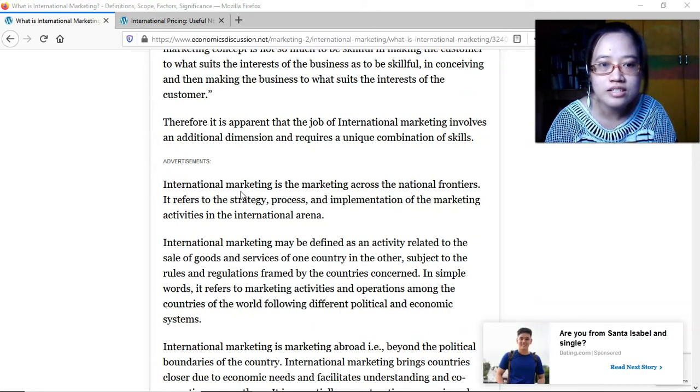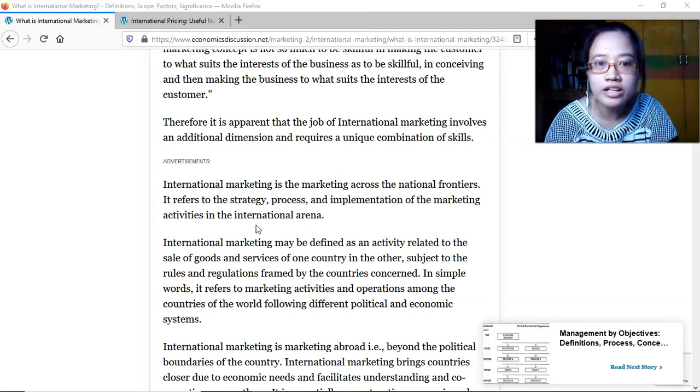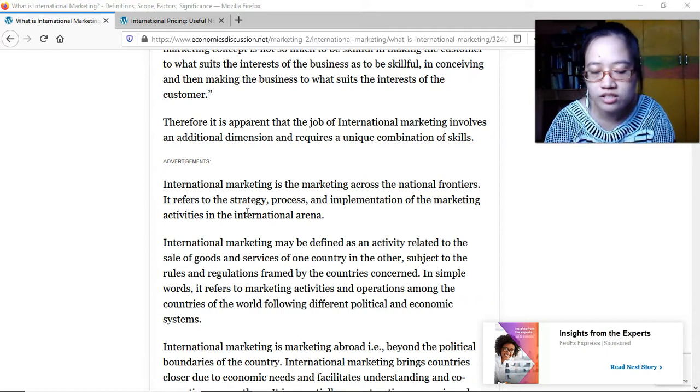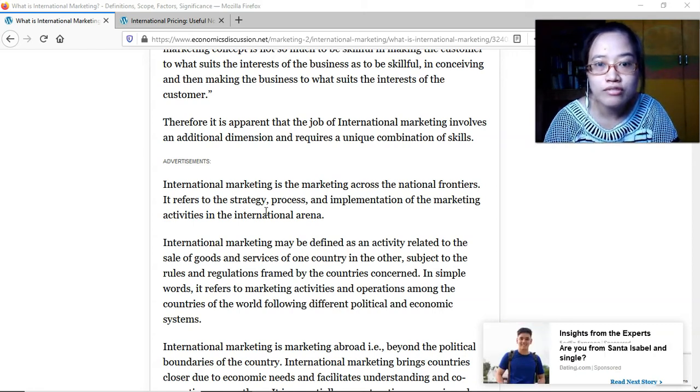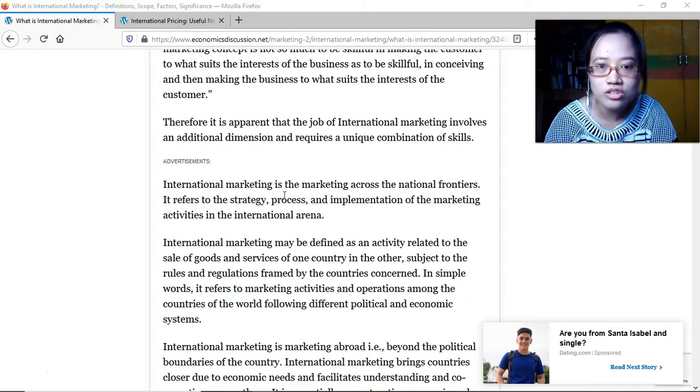International marketing is the marketing across the national frontiers, refers to the strategy, process, and implementation of the marketing activities in the international arena. So again, whenever I see the word strategy, I just simplify it to plan with the goal of achieving, of course, the objectives. And then you have your process. Okay, how are you going to implement or execute this strategy?